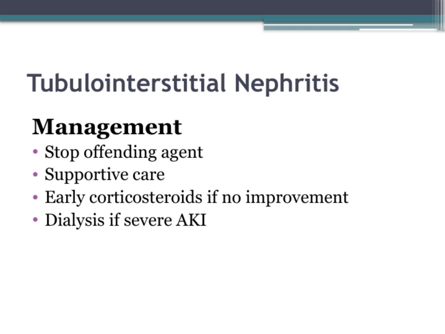If there's no improvement, early use of corticosteroids can be considered, as they help reduce inflammation in the kidneys. In cases of severe acute kidney injury, dialysis might be necessary to support kidney function until recovery occurs. Overall, recognizing and managing tubulointerstitial nephritis promptly is key to preventing long-term damage and improving patient outcomes.